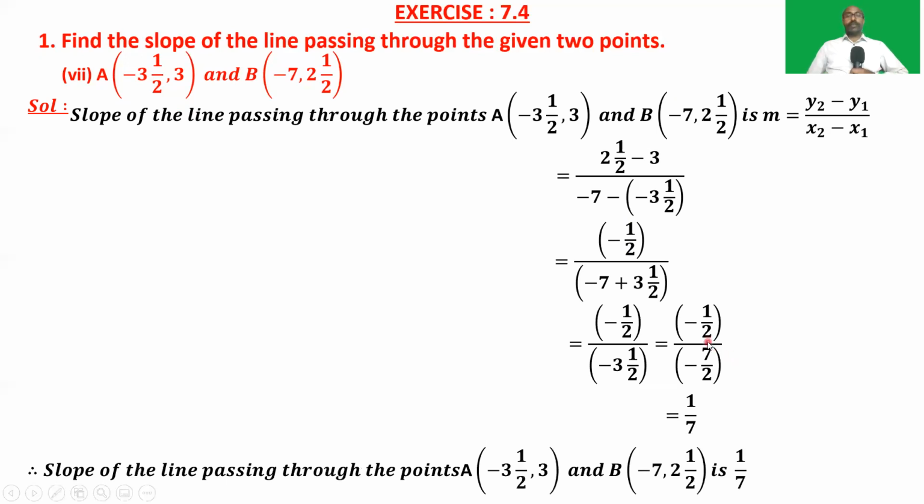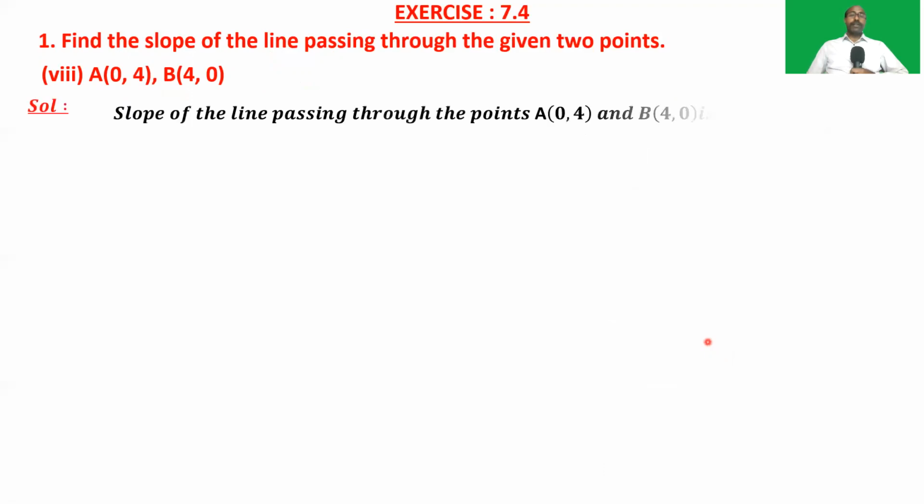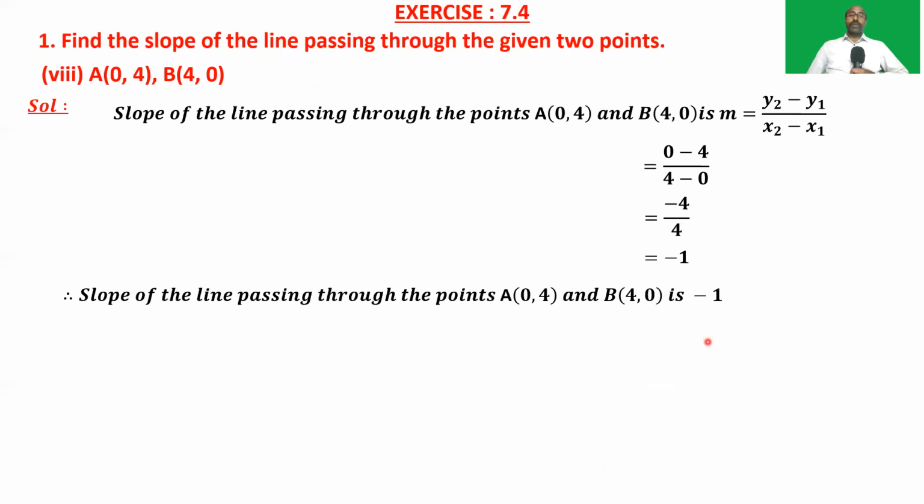Okay. So next problem, a 0 comma 4 and b 4 comma 0. So here we get the slope as minus 1. Therefore, the slope of the line passing through the points 0 comma 4 and 4 comma 0 is minus 1.